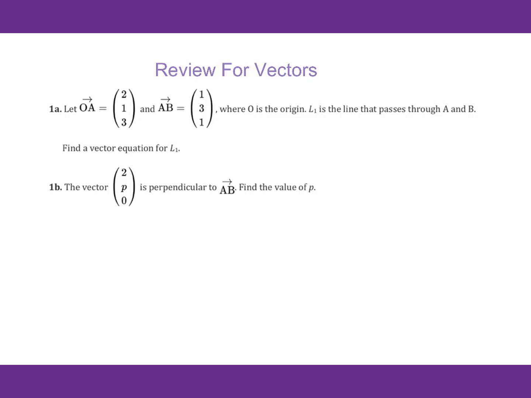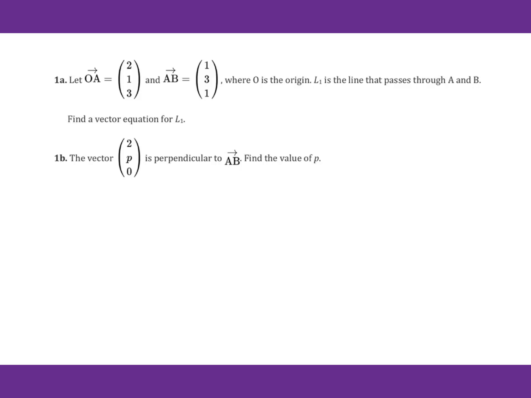Today's lesson is about review for vectors. For 1a, let vector OA be this, and vector AB be this, where O is the origin. L1 is the line that passes through A and B. Find the vector equation for L1. Vector equation means r equals a plus t times b. Remember this form.